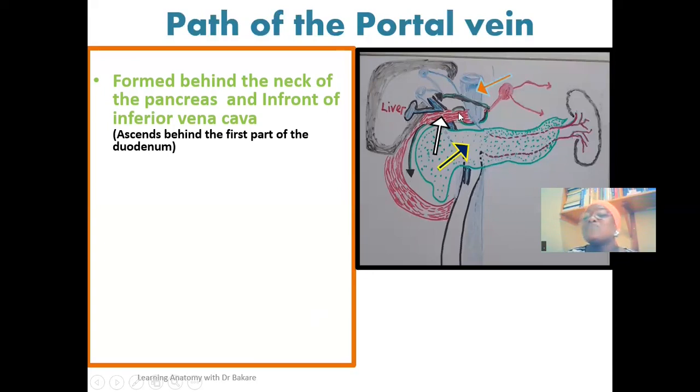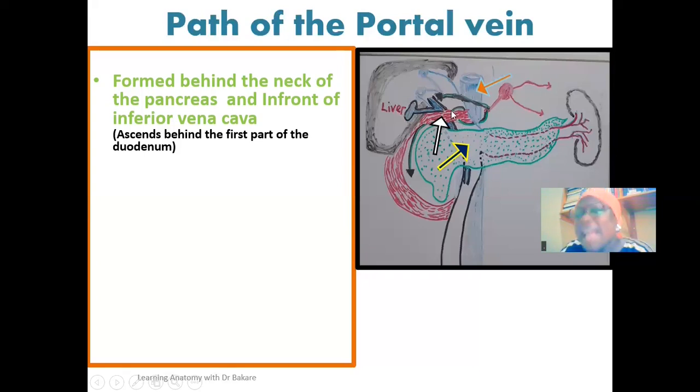So the part that is related to the portal vein, after its formation, as it courses upward to meet the liver, because it's going to be supplying the liver with nutrient-rich blood, is positioned behind the first superior part of the duodenum. So in case we are asked during exam, the specific region of the duodenum that is related to the portal vein is the first or the superior part of the duodenum. So this is what we have here.